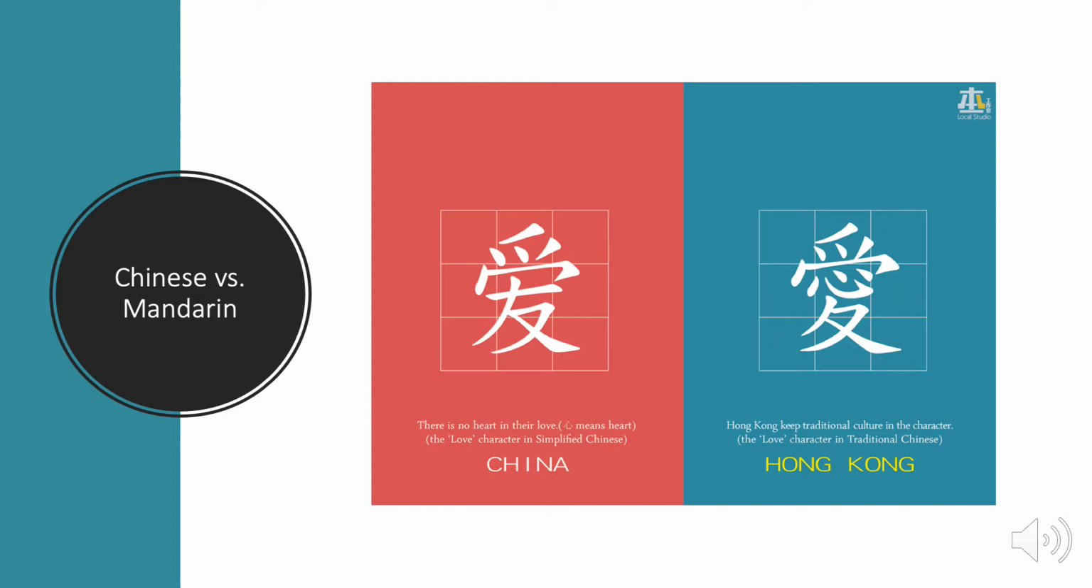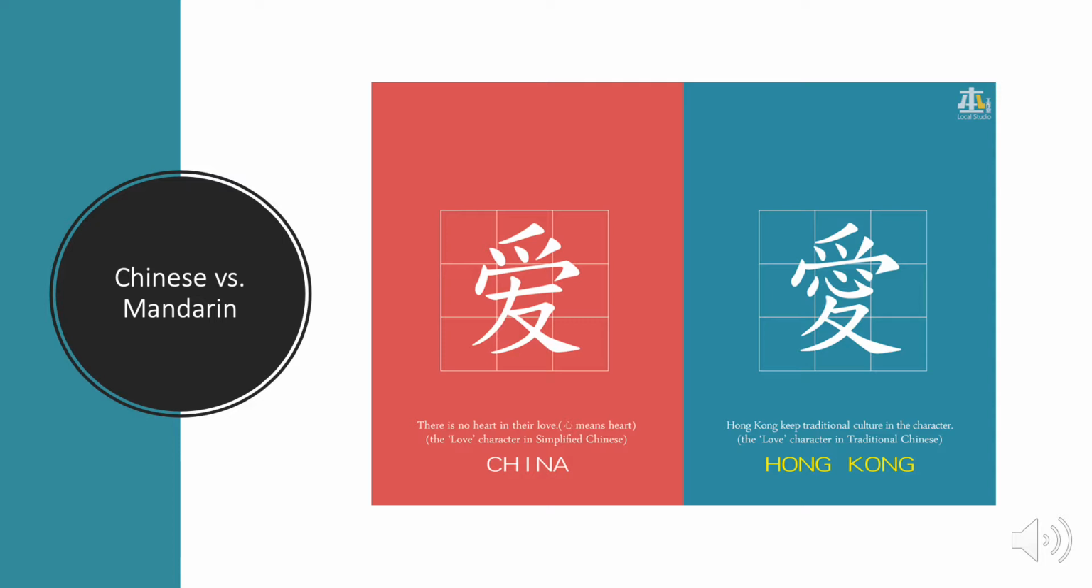All of the newscasts that come out of Beijing are in Mandarin. School children are taught in Mandarin. So we can call it Mandarin or Chinese. Chinese people even call Mandarin Chinese. So that is the official language of China.